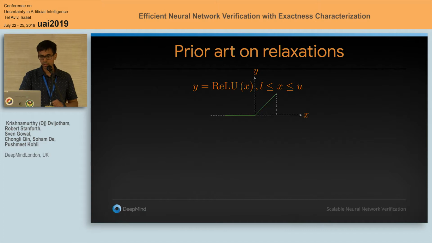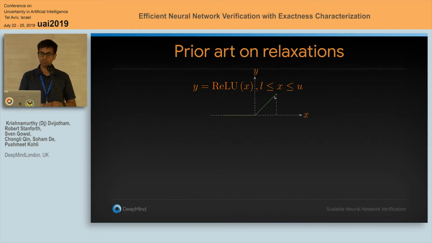Okay, so let's think about how people have constructed these relaxations in prior work. So the key ingredient is to look at the activation functions that appear, and the ReLU function is the one that's most often been studied, although you can extend this to other activation functions. So if you look at the ReLU function with input bounded between some number L and some number U, then essentially the graph of the ReLU function looks like this.